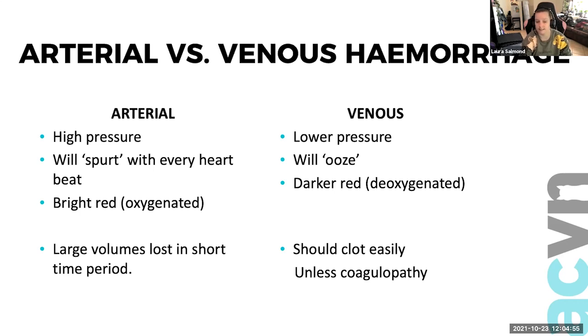Now, when we look at a venous bleed in comparison, these are lower pressure. It doesn't have the full weight of a heart pumping against it. It's heading back to the heart. These bleeds will ooze. They won't spurt out. They'll just sort of trickle, and there may be a lot of blood, but they'll just trickle. And it'll be a darker red color because it's deoxygenated blood.